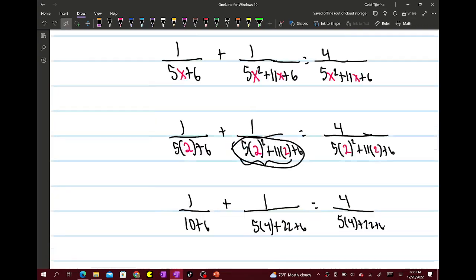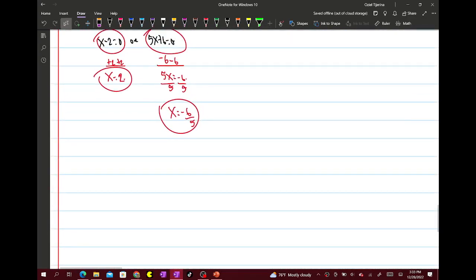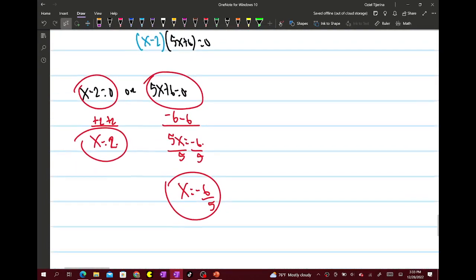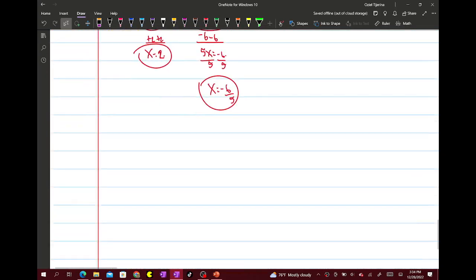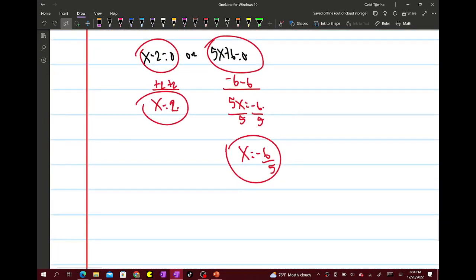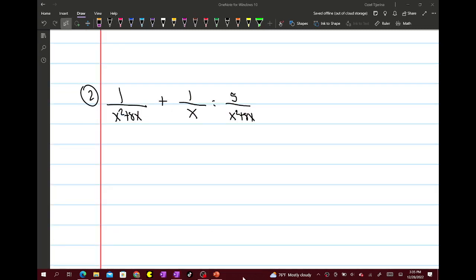So our solution is actually going to be x equals 2 for this problem, right? So our solution will be x equals 2. Okay? So that is how you do that one. Okay, so this is number 2. This one is very similar to number 1.